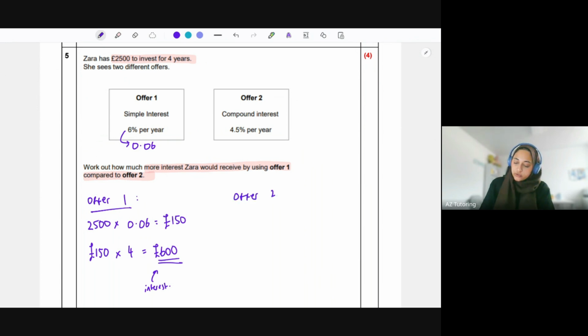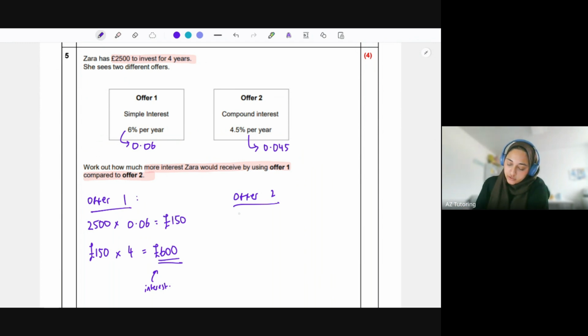Now let's look at offer two. So this is a compound interest one. So you need to know the formula for this. So our multiplier is 0.045 for this one. But we add it to 100%. So some people do 100, add 4.5, and then change it to the multiplier. Or you can do it this way, you'll still get the same answer.